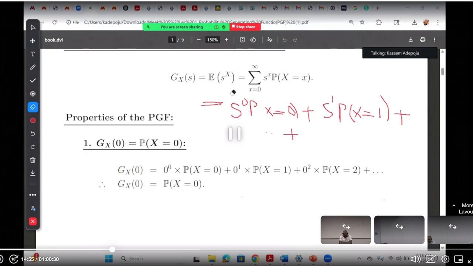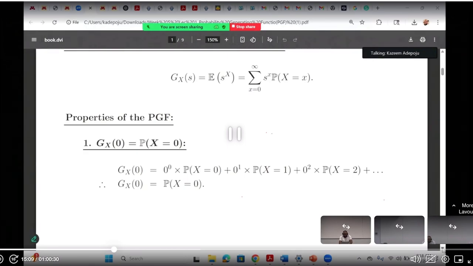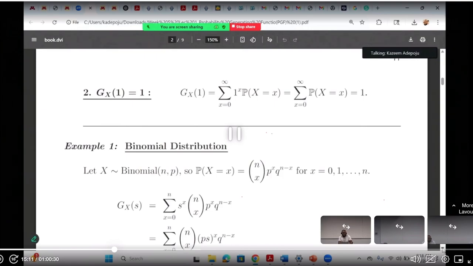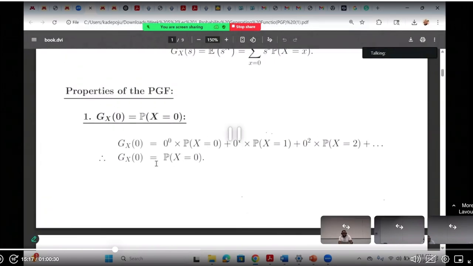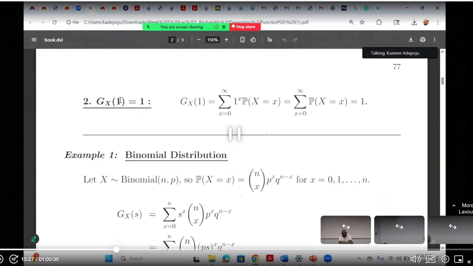Now, I want to move on. Please pay attention. Now, that is the first property. I'm going to go to the next. What did I do the other time? I plugged in 0. When I plug in 0, it gives me the probability of x equal to 0. What if I plug in 1? When I plug in 1, it's going to give me 1. How is it going to give me 1 when I plug in 1?